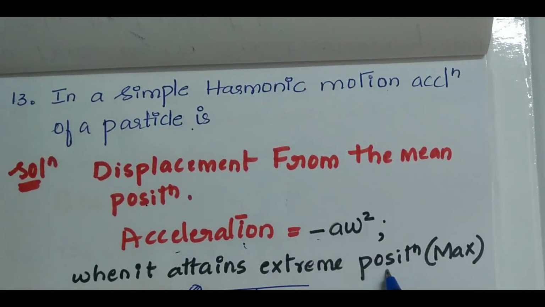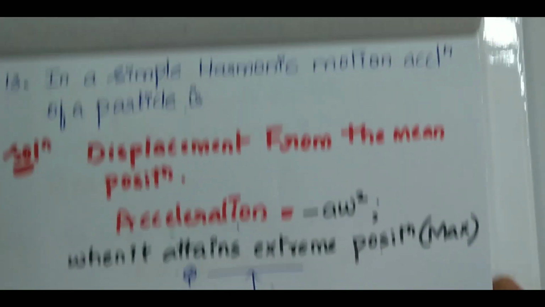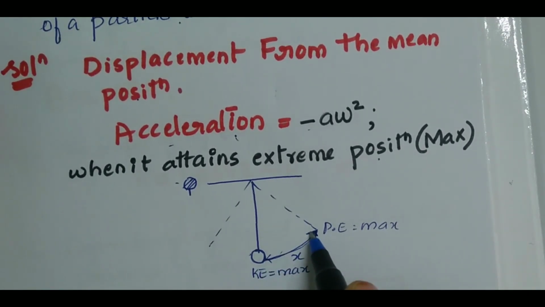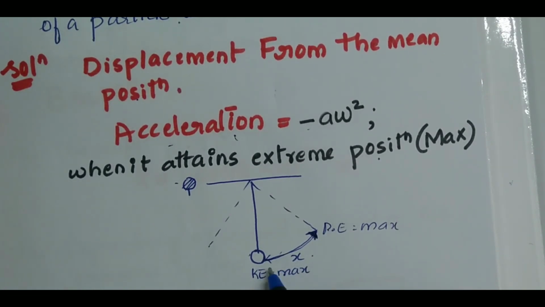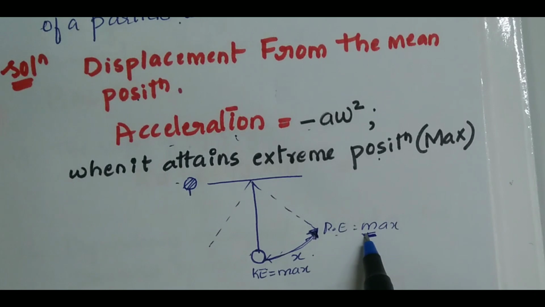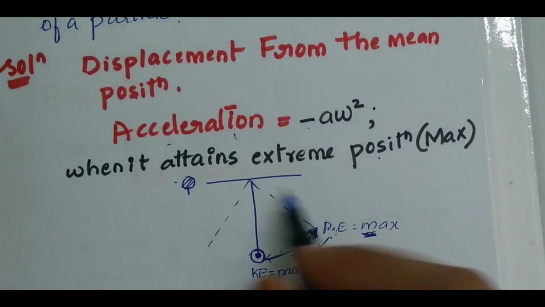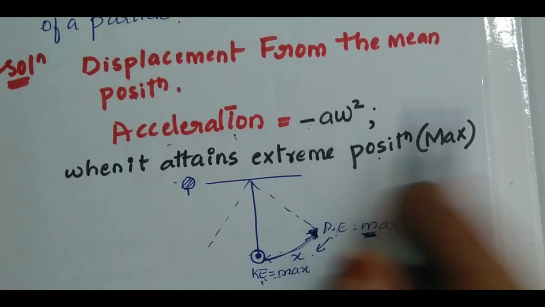When it attains the extreme position, suppose this is your pendulum, if it attains its extreme position, then its acceleration will be maximum, okay. And see, this is your potential energy. When it reaches a certain height, the potential energy is maximum. At the mean position, the kinetic energy is maximum, okay. As it comes down, the potential energy goes on decreasing and kinetic energy increases. So therefore we can say acceleration is equal to minus a omega square.